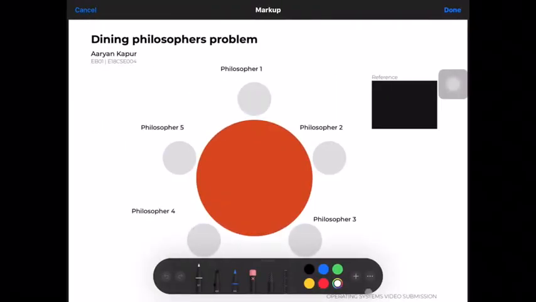Today I'm going to discuss with you the dining philosopher's problem, which is a classic example of a deadlock problem. Now we will look at the problem, the explanation of deadlock, and what exactly are the solutions that are possible. So let's start.